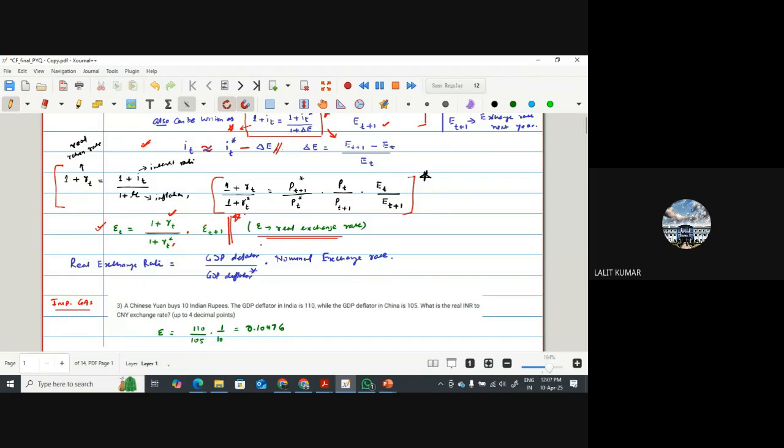Now, there were some questions in the GAs in which they directly asked about the GDP deflator, though this term was not covered in the lectures. The formula for this is: the real exchange rate is equal to the GDP deflator in your own country divided by the GDP deflator in a foreign country, into the normal exchange rate. The normal exchange rate is E. Okay, so with this, I have covered the important concepts.